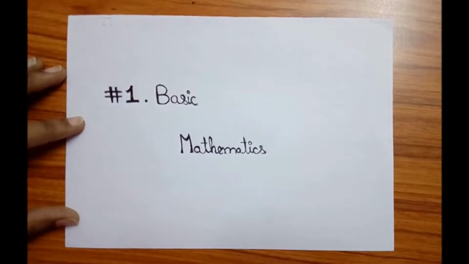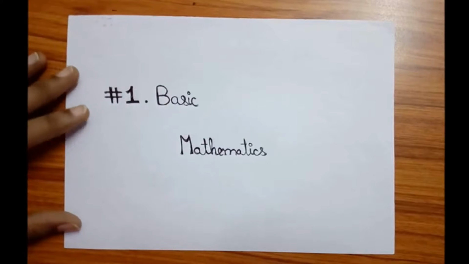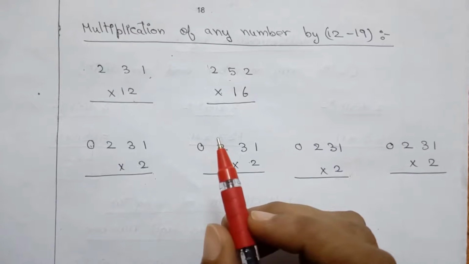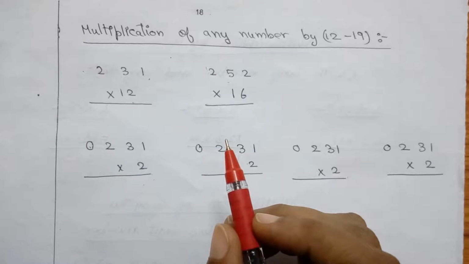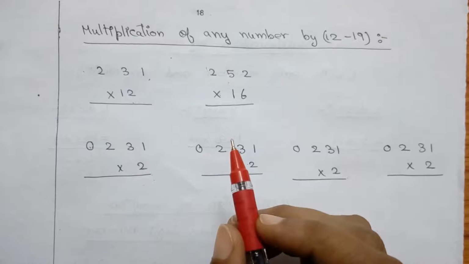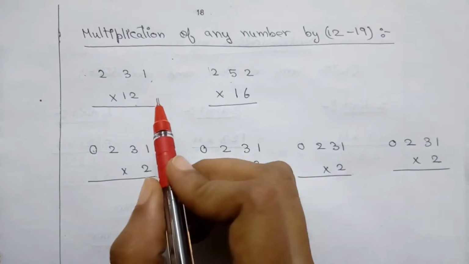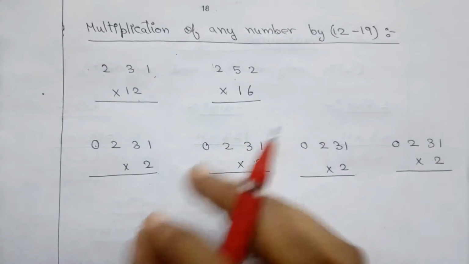Hi guys, today also I am going to continue with the basic mathematics topic, so let's start straight away. So now let's move on with the next one. Multiplication of any number by 12 to 19. I have two examples over here. I am going to work out the first one and you will work out the second one.